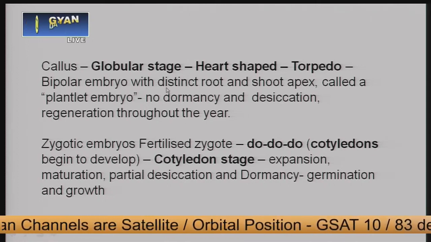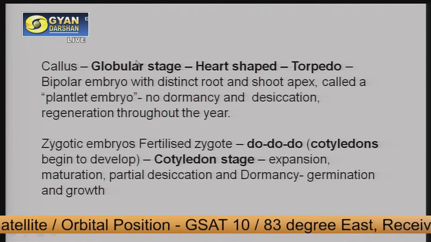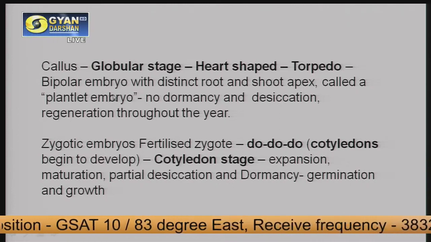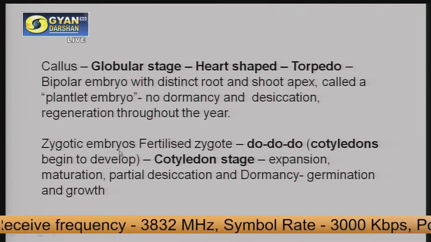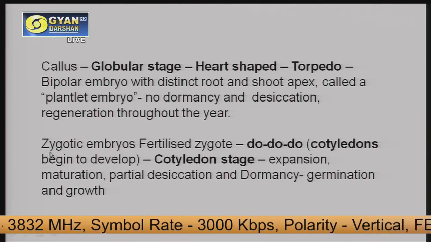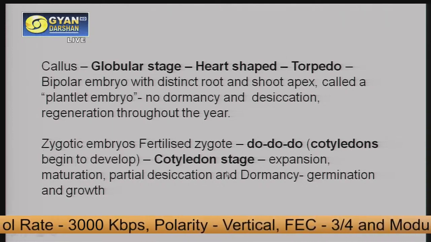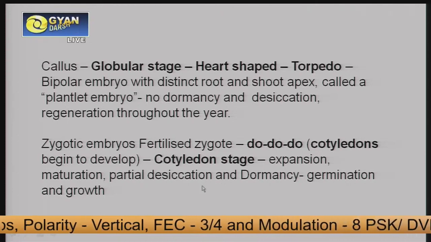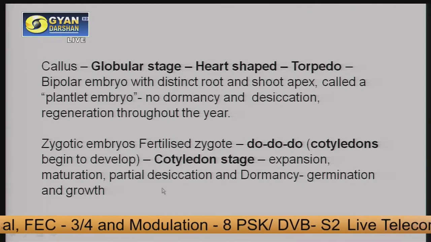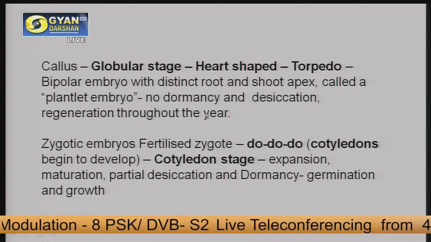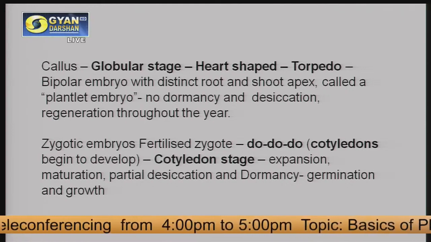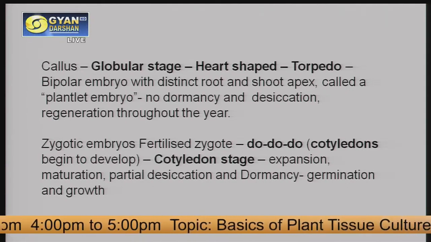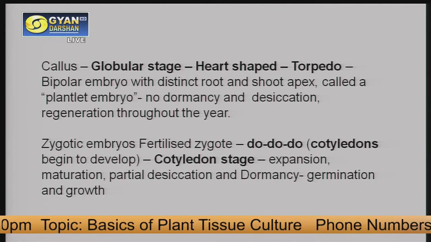So the development is faster, as I told you, because directly from the torpedo stage you have the bipolar embryo. And bipolar embryo means it has root and shoot formation. Whereas in the case of a zygotic embryo, if you develop the embryo from the zygote, you also have this cotyledonary stage. So it takes a little more time, and again it has a desiccation and dormancy phase, which is also not there in the somatic embryo, so that you can regenerate a plantlet throughout the year, whereas here there is a dormancy phase. So I hope you understand why we go for somatic embryogenesis: because it is faster.